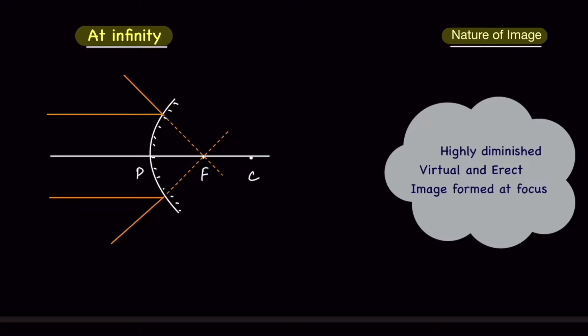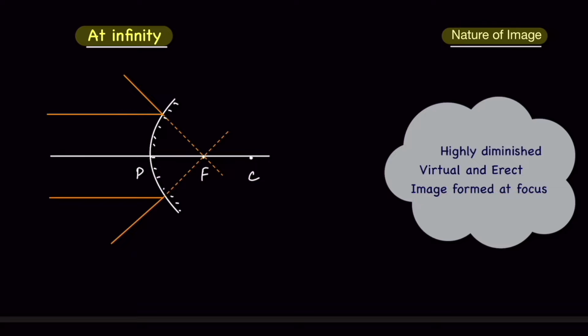So the nature of the image is highly diminished because at focus it is a small dot. Virtual and erect because image and object both are on the opposite side. Image is formed at focus.